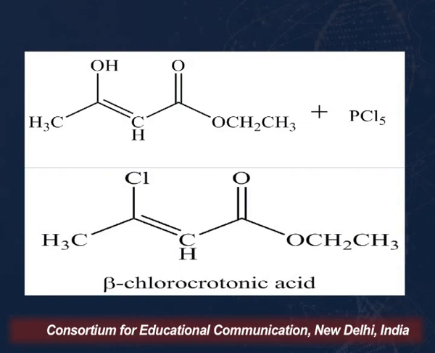As you can see on your screens, here again is the reaction of the enolic form of ethyl acetoacetate with PCl5, when beta chlorocrotonic acid ester is formed. Now they had to prove that this molecule has a double bond. For this they carried out the reaction which we normally do for testing unsaturation in a molecule. What do I mean by unsaturation? That there is a double bond or a triple bond between two carbon atoms.